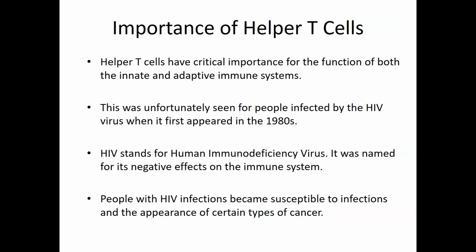Not only that, certain types of cancers start to crop up in HIV infected individuals. So those are both hallmarks of an immune system that's not working very well: appearance of cancers and infections. So that's the basis for the name, immunodeficiency virus.